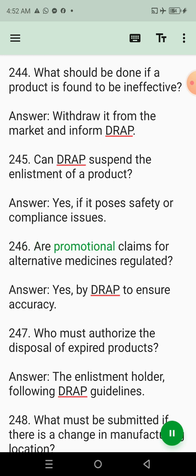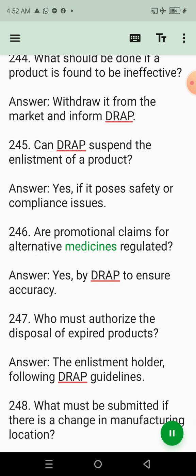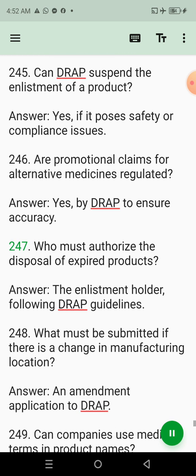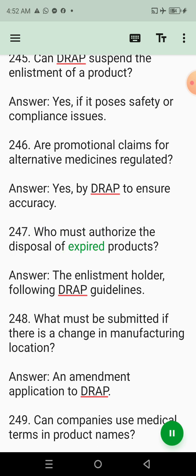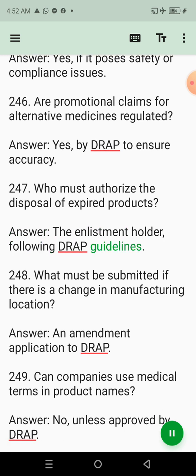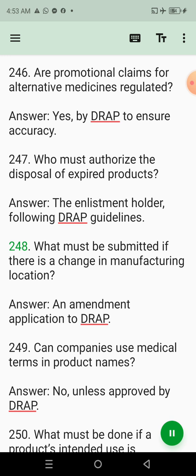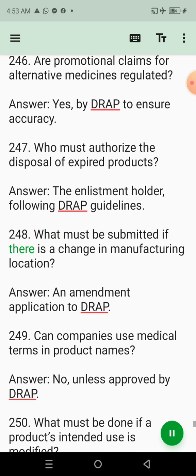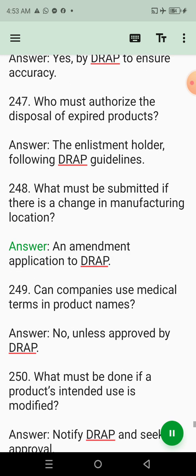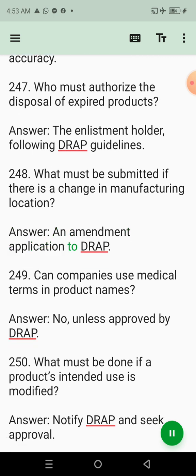246. Are promotional claims for alternative medicines regulated? Answer: yes, by DRAP to ensure accuracy. 247. Who must authorize the disposal of expired products? Answer: the enlistment holder, following DRAP guidelines. 248. What must be submitted if there is a change in manufacturing location? Answer: an amendment application to DRAP.